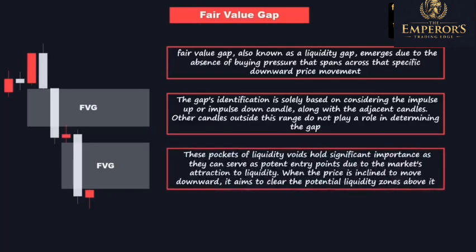These pockets of liquidity voids hold significant importance as they can serve as potent entry points due to the market's attraction to liquidity. When the price is inclined to move downward, it aims to clear the potential liquidity zones above it. Consequently, these zones become favorable regions where the price might witness an upward movement, only to eventually fill the gaps and then continue its bearish momentum with greater strength.